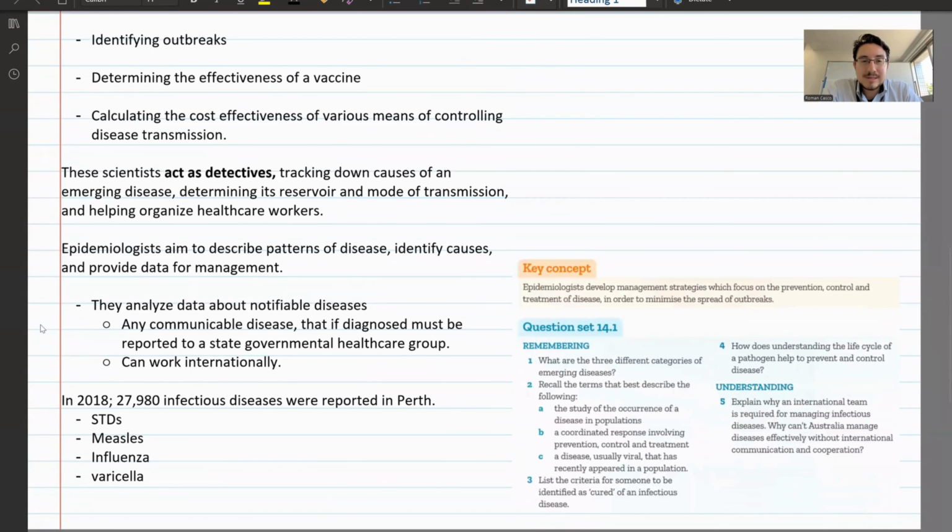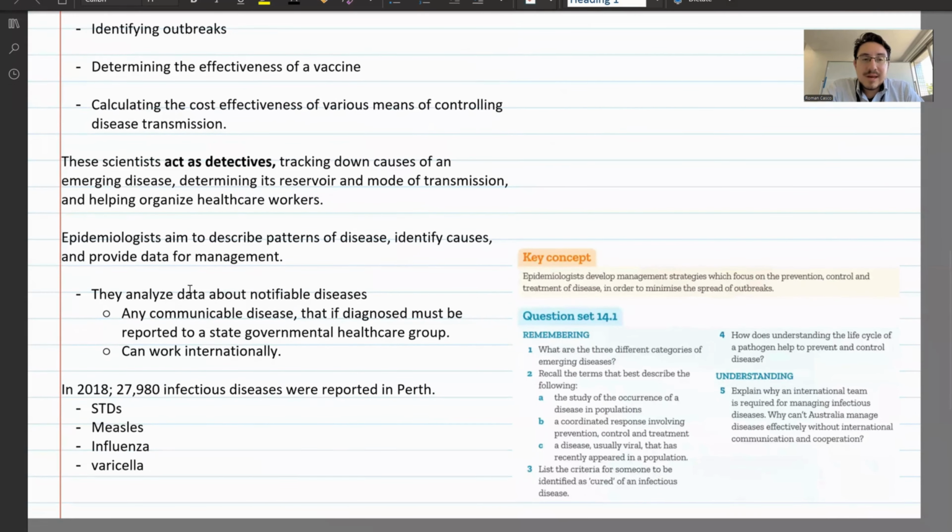And we're going to take a look at some parts of epidemiology within the scope of this book, of the WACE program. So they analyze data. One thing that is critical is analyzing data to see if there's any communicable disease, and if it's diagnosed, it has to be reported. And that information that gets reported by doctors is what epidemiologists can use and analyze.